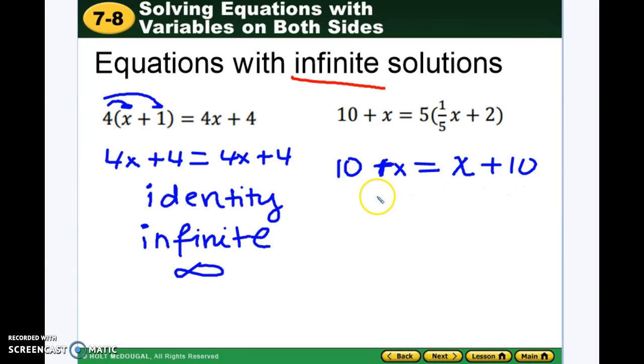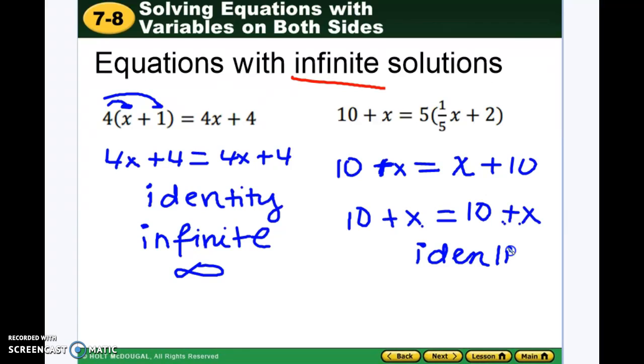And we can actually rewrite this. We can commute it, so 10 plus x is the same. So again, this is another case where we get the exact same equation on each side. This is called an identity because they are identical, and that one will have infinitely many solutions.